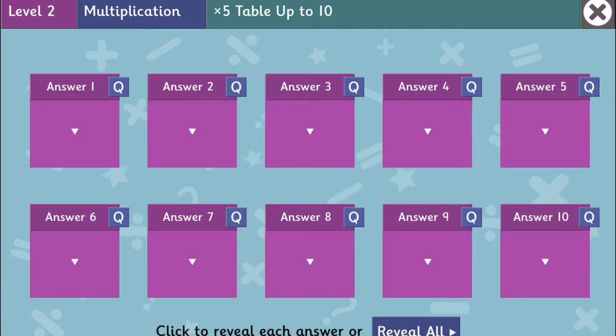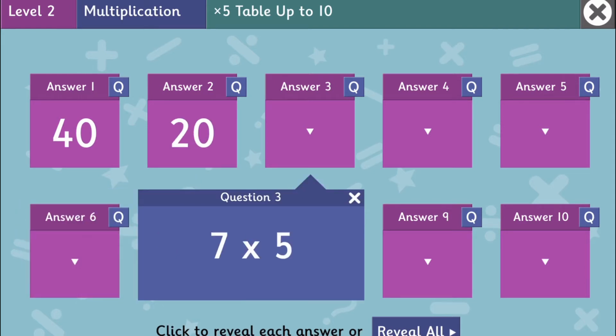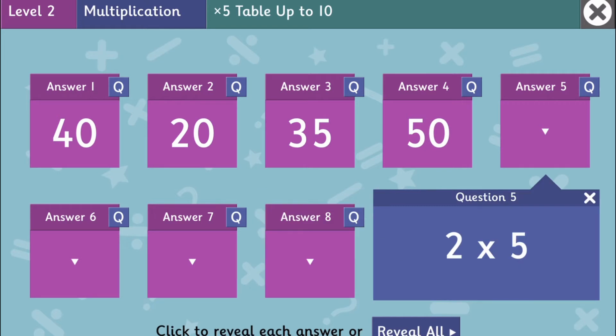Okay, let's go through the answers. So get your pencil ready to mark. Let's go. Question 1, 8 times 5 is 40. Question 2, 4 times 5 is 20. Question 3, 7 times 5 is 35. Question 4, 10 times 5 is 50. Question 5, 2 times 5 is 10.